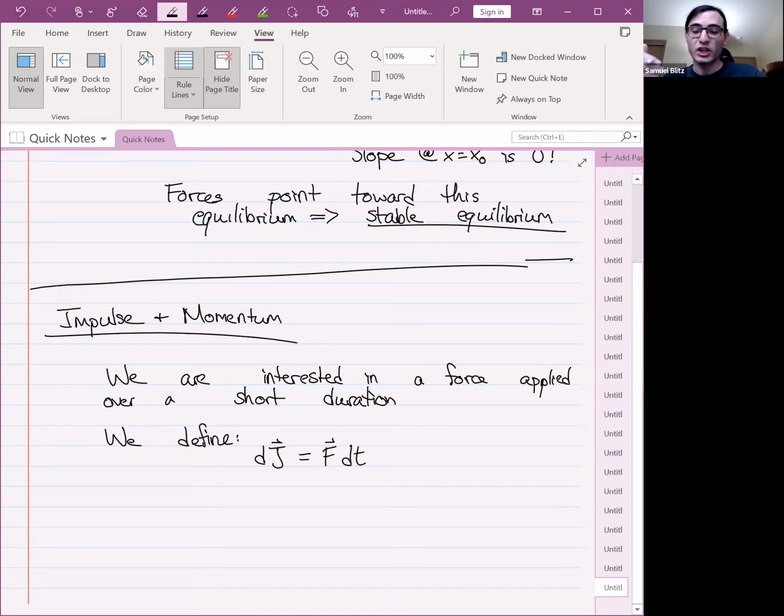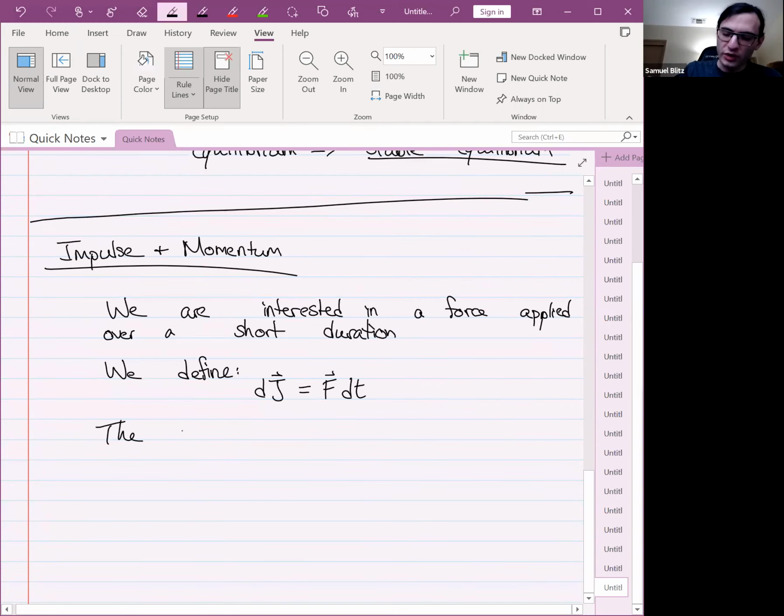J is going to play the role of work. Just like how we wrote that a small amount of work done was F dot dl, here we have a small amount of this J thing, which is force times dt. To find the total effect of force across a duration, all we do is integrate. And we will explain what this dJ is in a minute.